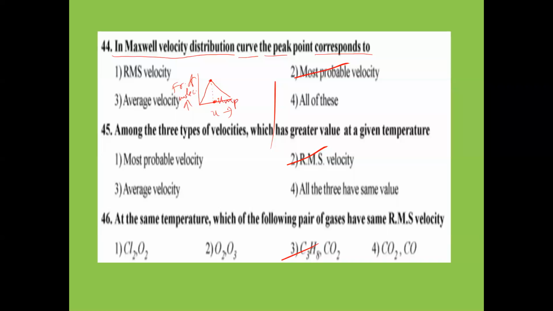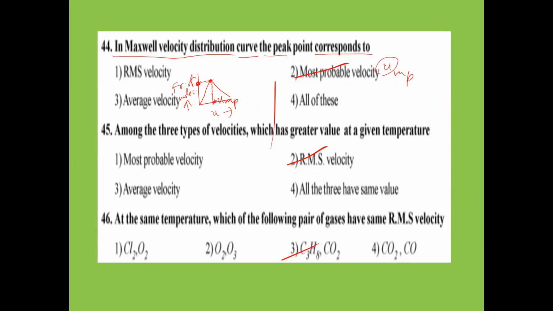UMP means most probable velocity. This peak of this curve indicates the fraction of molecules possessing this most probable velocity. So this indicates the most probable velocity. Is that clear? So the answer is most probable velocity, UMP.